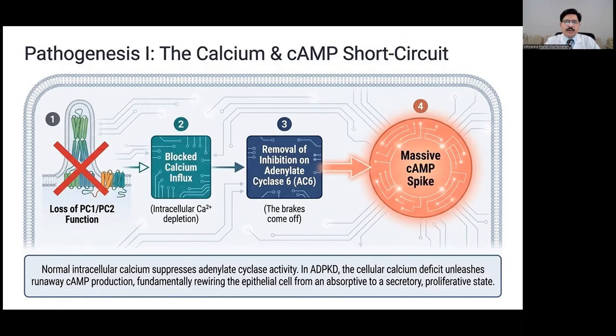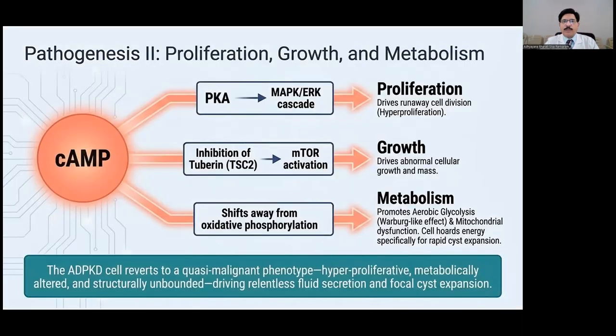Where is the disease? It is not in the glomerulus. It is in the tubular cell, and not all the tubules are affected. Now, cAMP. What does it do? PKA, MAPK, and ERK cascade will be there. That results in proliferation, inhibition of tuberin, that results in mTOR activation, and then growth formation, and then shifts away from oxidative phosphorylation and promotes aerobic glycolysis, mitochondrial dysfunction. The cell hoards energy specifically for rapid cyst expansion.